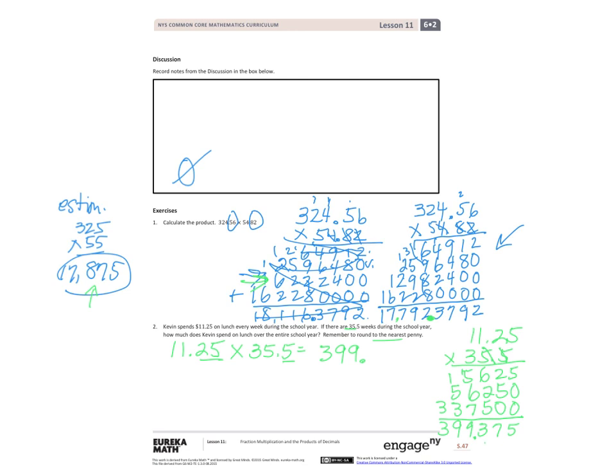So my final answer is $399. And then it says round to the nearest penny. So that 5 is going to make that 7 an 8. So the 3 and the 8. So I get, with my dollar sign, lunch for the year is costing $399.38 for the whole year. That's what I would write in a complete sentence.